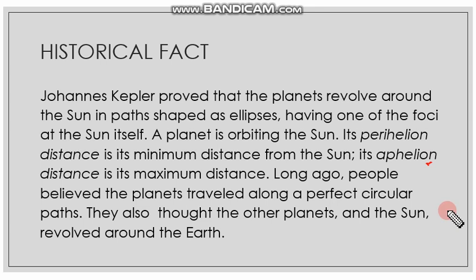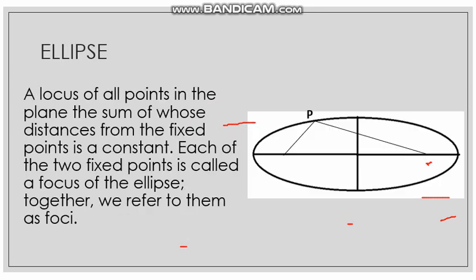So long ago, people believed the planets traveled along perfect circular paths. They also thought that the other planets and the sun revolve around the earth. Of course, we know that these are all false. So we now know the fact that the path that the planets revolve around the sun is elliptical. Okay, so let's move to the ellipse.